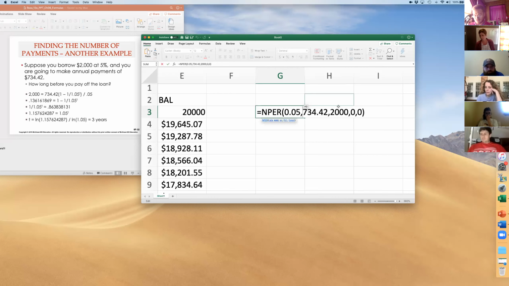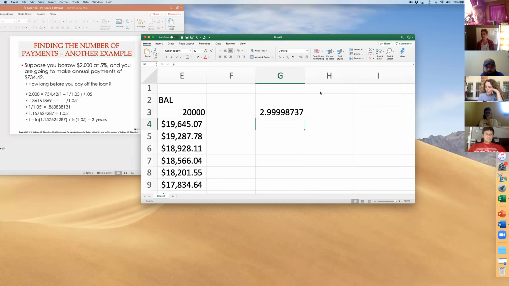So what we did here is we have a loan value of $2,000. We're making payments of $734.42. And then we hit enter and it's right at 3 years. All right. So be careful with that. You saw me just make that mistake. I got the signs wrong. This is the one case where you can actually get the signs wrong and it will give you an answer, which is a bad thing. It doesn't just automatically give you an error, but it gave you an answer that didn't make any sense. It was a negative number of years. All right. Is that good?